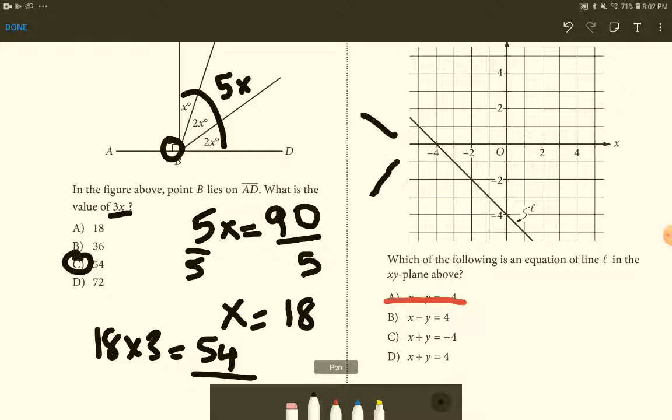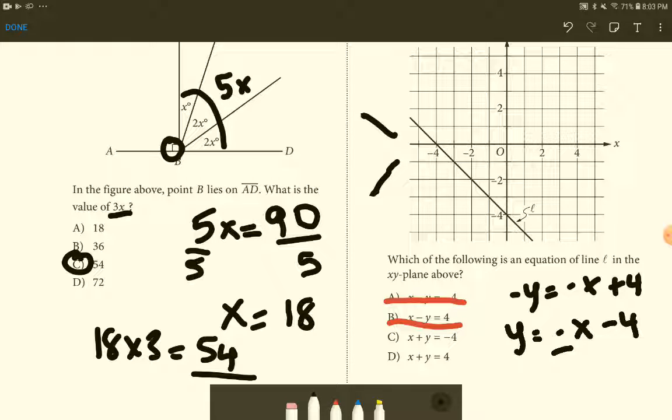We do the same thing. -y equals -x plus 4, and when we cancel out our negatives, we would get a positive slope, but a negative quadrant, so this wouldn't be our answer since we need a negative slope. And for this one, we would get y equals -x minus 4, and this is a negative slope and negative quadrant, so this one works.